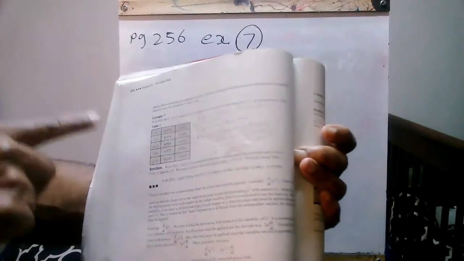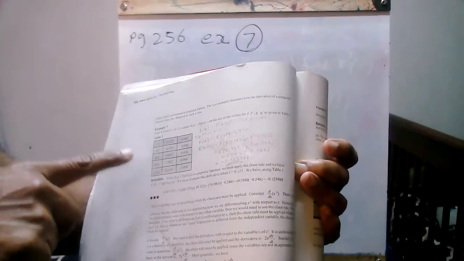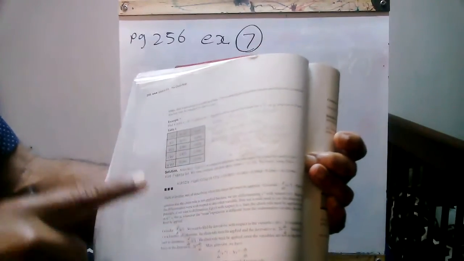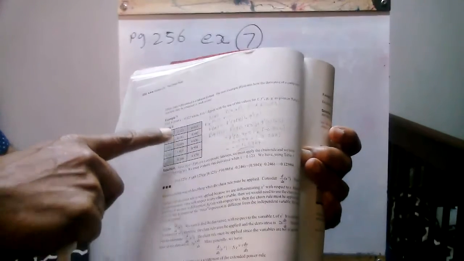It gives you x value, f(x) value, corresponding g(x) value, corresponding f' and g'. See, this question and the previous question are kind of related. In the previous question, f(x), g(x) and f', g' values we found from the graph. Here they give those values in the form of a table, right? This question is easier than the previous question. Let's do this.